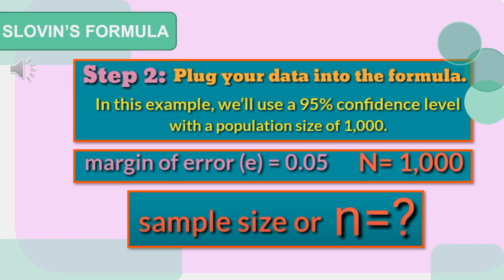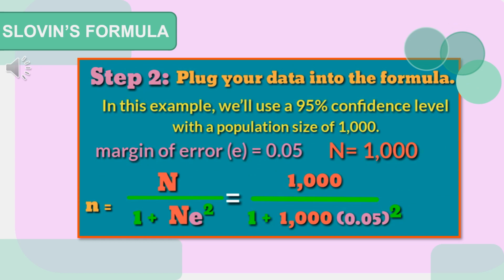For the next step, let's substitute the given values in Slovin's formula. We will be using a 95% confidence level, which will give us an alpha level or margin of error of 0.05. Our big N or the population size is 1,000 students. Now we will find the appropriate number of our respondents or sample size. Now substitute the values: 1,000 over 1 plus 1,000 times 0.05 squared, and then compute.